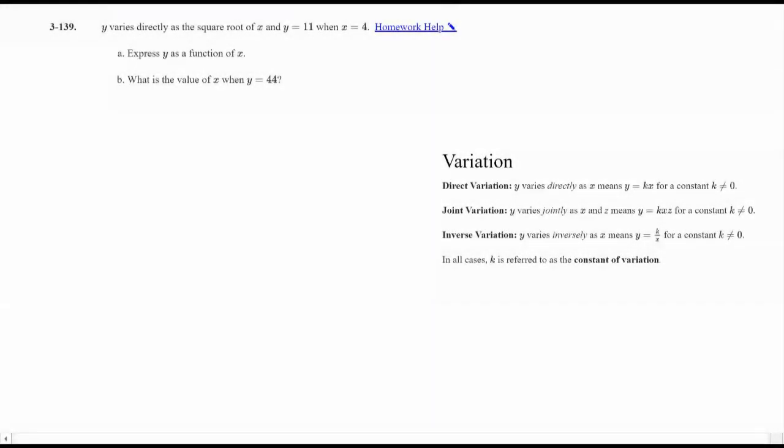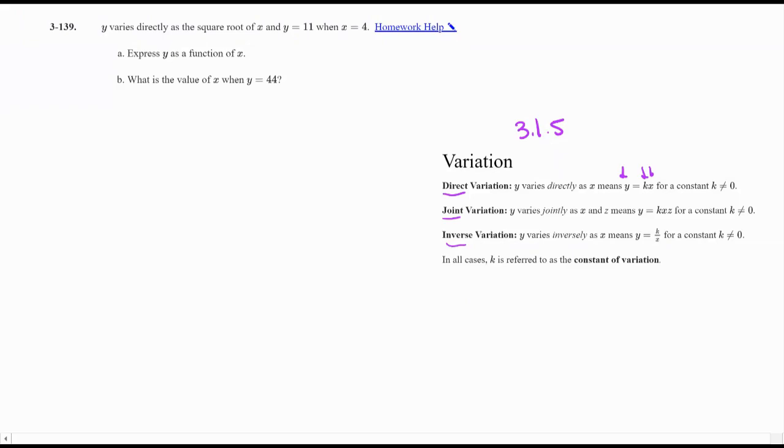For this problem here, we're talking about variation. So what I did is there's some notes in 3.1.5, not sure if everyone took it or not, that was talking about direct variation, joint variation, and inverse variation. It's really just talking about the key terms here: direct, joint, or inverse. Direct variation just means that y is equal to x multiplied by k, some constant. We don't know what it is.